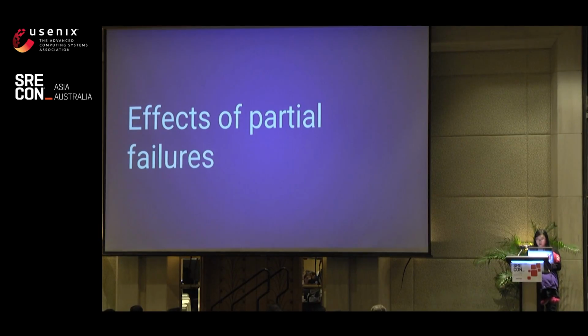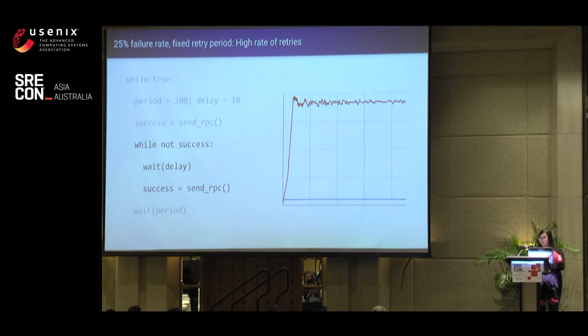So far, we have talked about when we have a complete outage of the server. So what are the effects that we have during partial failures? So this is the basic case, where we don't have jitter, we retry, and if we have a 25% error rate, then we can see that we have a gigantic spike of errors, and the spike doesn't subside, it just stabilizes at a high level. That is probably not what we want.